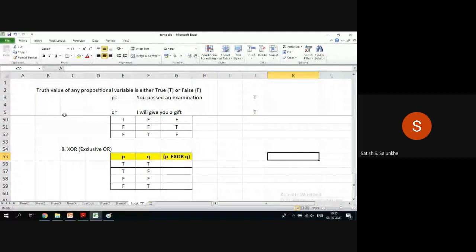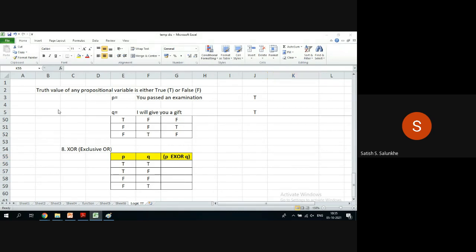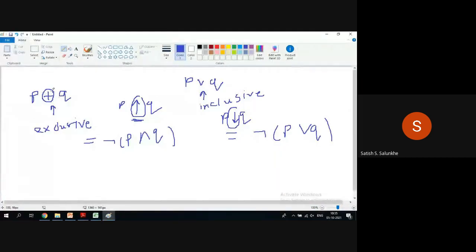So what is this that you are learning in digital logic design? Same thing, I'm just repeating here. What is exclusive OR? Assume we are having two propositions P and Q. The exclusive OR of P and Q is denoted by this symbol. What is its interpretation? This exclusive OR is true when exactly one of the propositions is true.